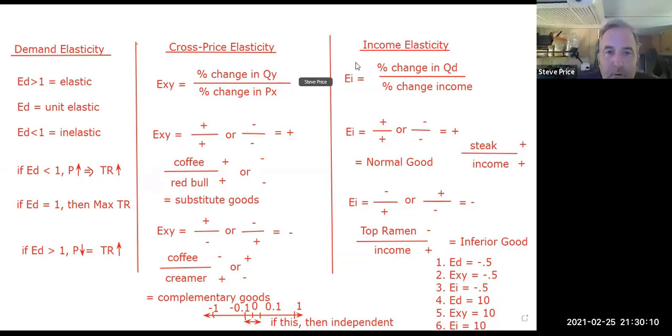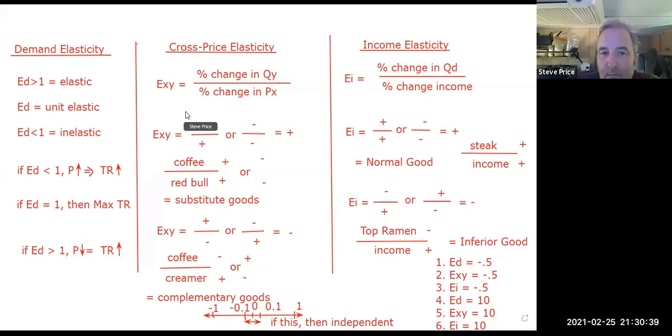Okay, so note what you're wanting to do here, or needing to do, is pair the coefficient with the proper type of elasticity that it describes. And so if we look at E sub D, negative 0.5, remember it's always expressed in absolute value terms, and that is less than 1. So there, that's inelastic demand, which is the answer for number 1.